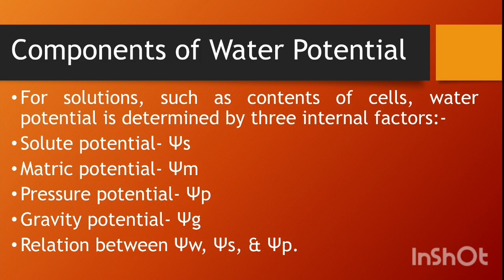Then what are the components of water potential? For solutions such as the content of a cell, water potential is determined by three internal factors, or generally four, but it is considered as three because the gravity potential is generally neglected. So one is solute potential, one is matrix potential, one is pressure potential, and one is gravity potential. But generally the matrix potential and gravity potential values are ignored as negligible. So only solute and pressure potential will be taken.